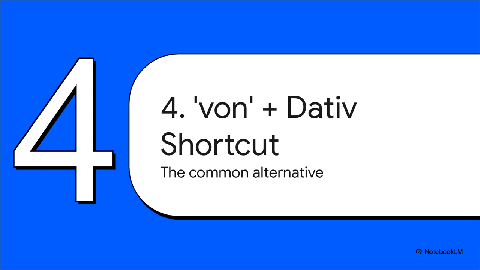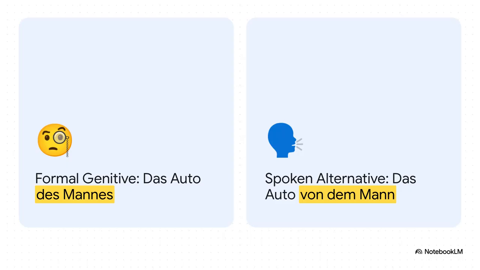This is the practical, everyday shortcut that so many German speakers use to express possession without even touching the genitive at all. The shortcut is really simple. Instead of the formal genitive, you just use the preposition von plus the dative case. So the very formal das Auto des Mannes becomes the much more common das Auto von dem Mann. It's a little bit longer, sure, but for a lot of speakers, it's just easier and more natural to say.